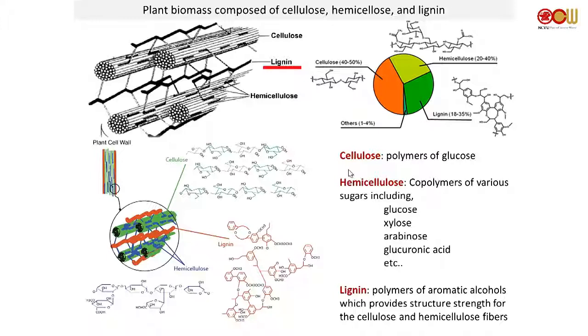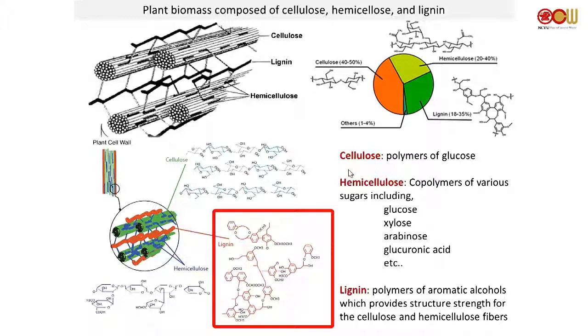Lignin is a polymer of aromatic alcohols. If you look at this structure right here, immediately you see there are a lot of aromatic residues like benzene rings, and they are linked together. When they're linked together, they form the support for the cellulose fibers.